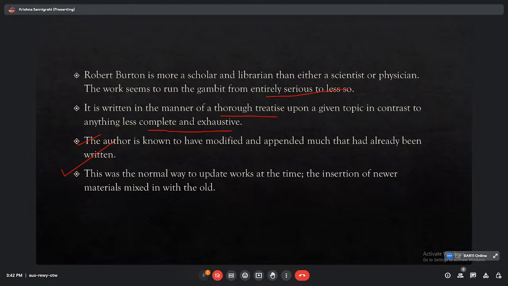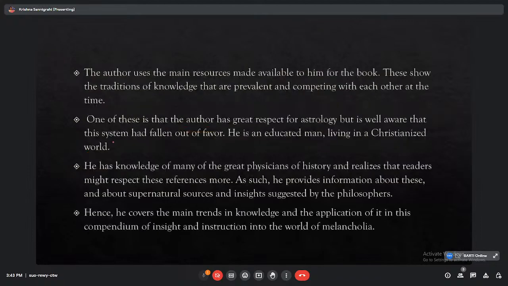So it was a very genuine and already existing strategy of that time, wherein if there was an existing body of knowledge on a particular topic, then a writer could update that work and insert new materials which would dwell with the existing old materials in that particular work. So the author uses the main resources made available to him for the book. These show the traditions of knowledge that are prevalent and competing with each other at the time.